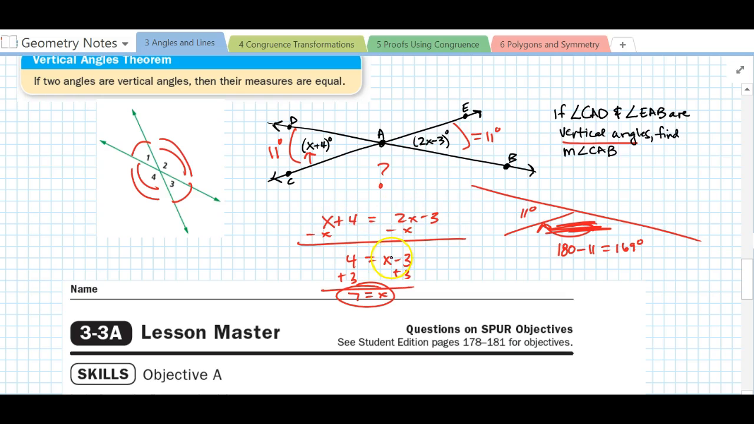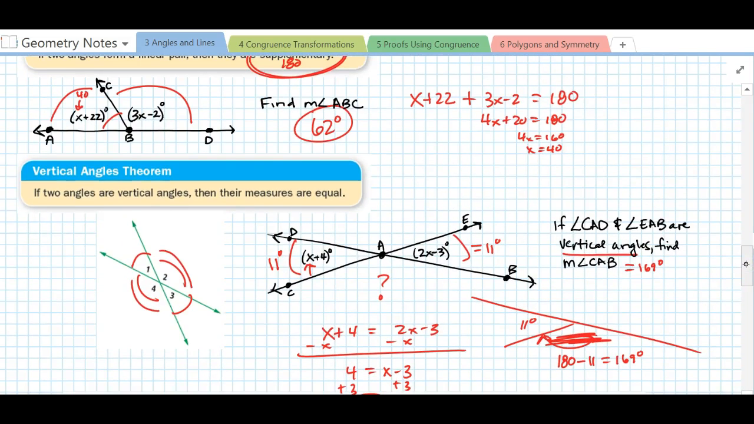So there we used a lot of our skills from today. We used algebra, we used our definition of vertical angles, and we used linear pair to solve the question. And so students are going to need to get very familiar with linear pair, supplementary, complementary, vertical angles, and adjacent angles.